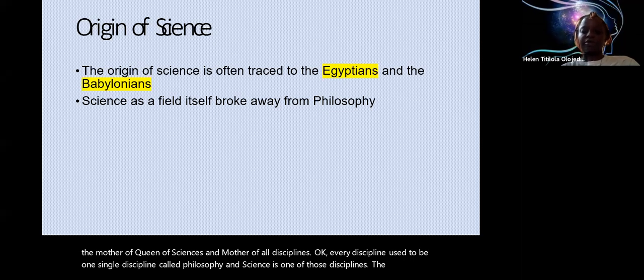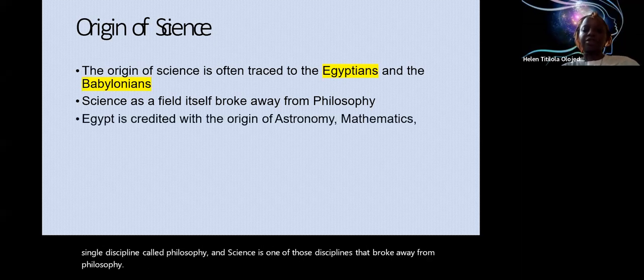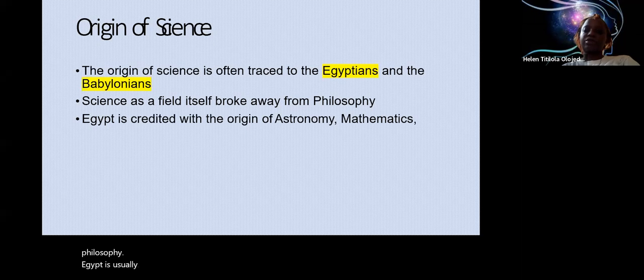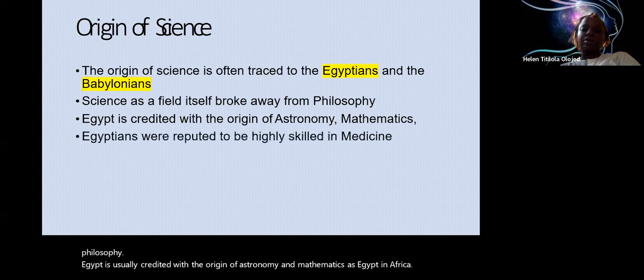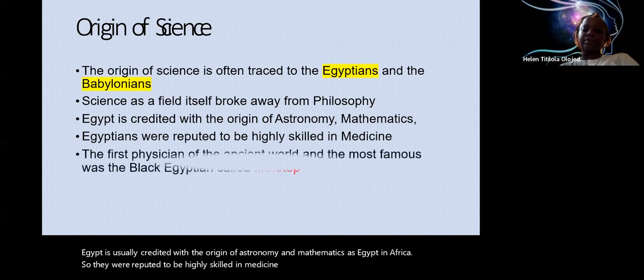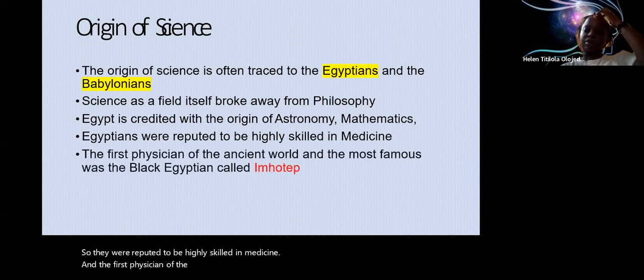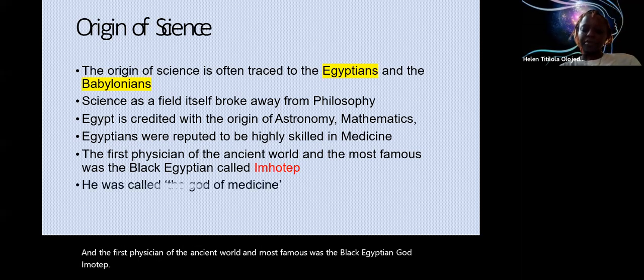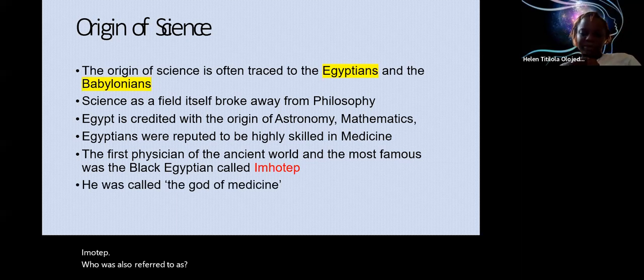So Egypt is usually credited with the origin of astronomy and mathematics. That's Egypt in Africa. So they were reputed to be highly skilled in medicine. And the first physician of the ancient world and most famous was the Black Egyptian called Imhotep, who was also referred to as, excuse me, the god of medicine.